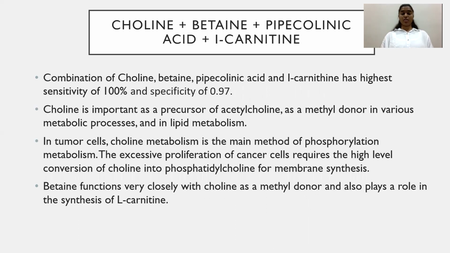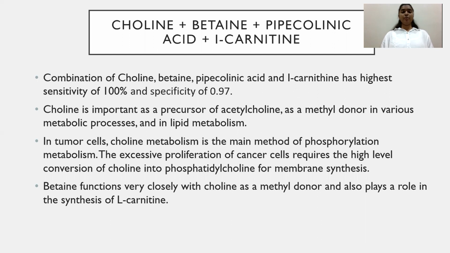The next biomarker is a combination of choline, betaine, pipecolinic acid, and L-carnitine. These combinations have the highest sensitivity of 100% and specificity of 0.97. Choline is important as a precursor of acetylcholine, as a methyl donor in various metabolic processes, and in lipid metabolism.